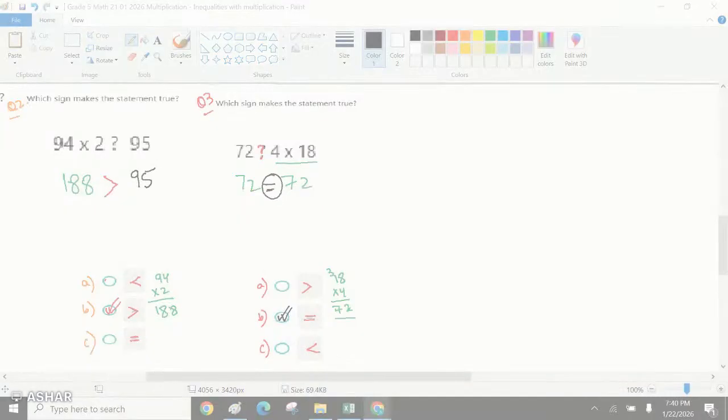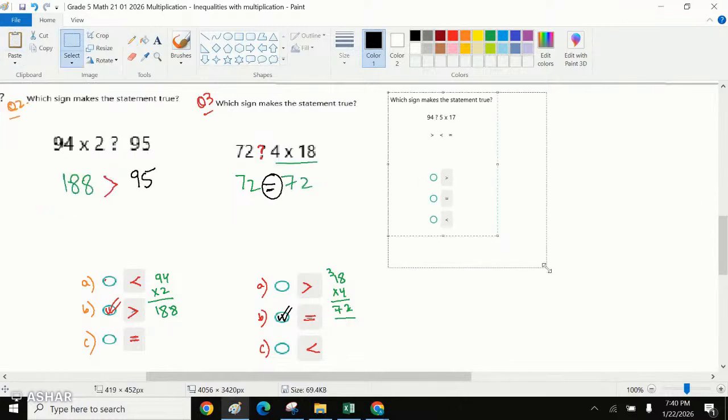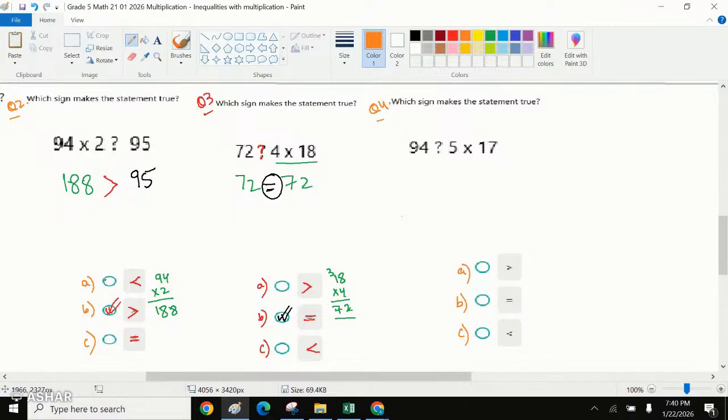Next question says, which sign makes the statement true? Okay. This is the given question we have. These are the given options. And this was the given statement. Okay. This is our question number 4 with the options A, B, and C. So which should be the correct option? Can I have the correct answer?